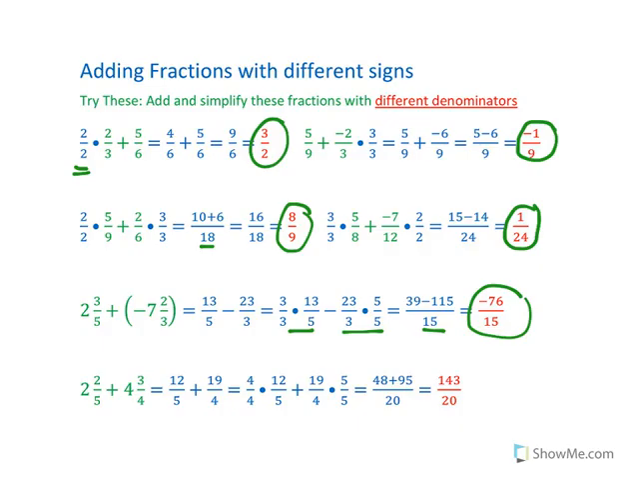Same thing here. 2 times 5 is 10, plus 2 is 12. And 4 times 4 is 16, plus 3 is 19. We don't have the same denominator. These numbers are relatively prime. So I'm going to multiply 5 times 4 and 4 times 5 to get 20. And my numerators are going to be 48 plus 95, 143 over 20. How'd you do?